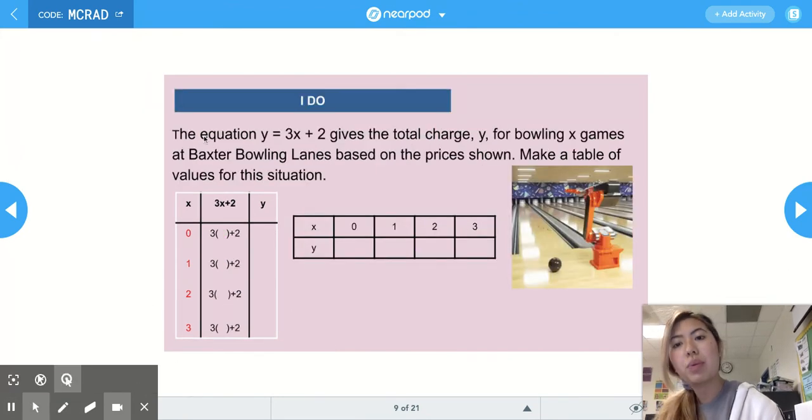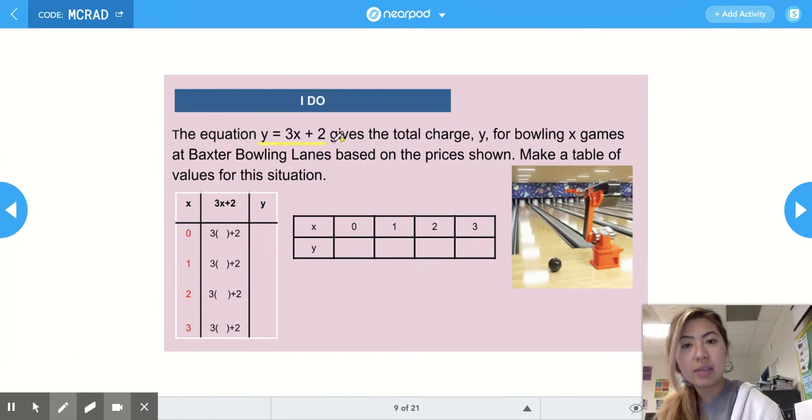This first I do problem reads, the equation y is equal to 3x plus 2 gives the total charge y for bowling x games. So x is the number of games and y is the price at Baxter Bowling Lanes based on the prices shown. Make a table of values for this situation.